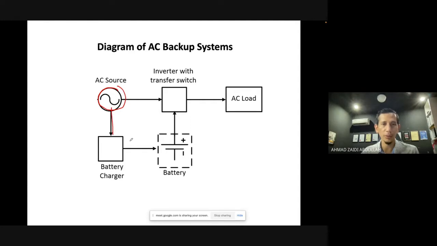And then this is another concept of our connection, where we have a supply from TMB directly connected to the battery charger, and then the battery charger charges the battery. And at the same time we have a UPS here. We have a separate thing. Then the AC source, transfer switch, and then connected to the AC load.